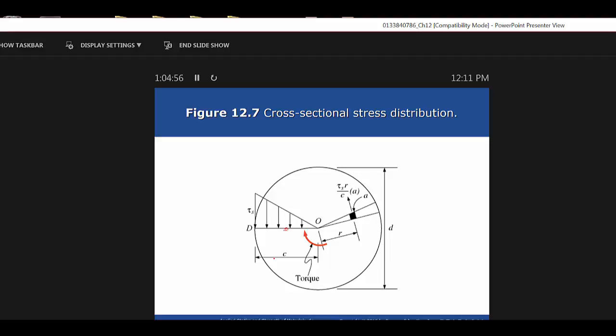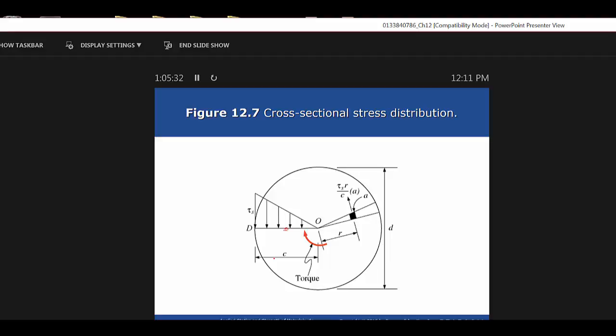Example 12.3. Calculate the maximum shear stress developed in a circular steel shaft when subjected to a torque of 95,000 pounds-inches. Assume the shaft is solid with a 4-inch diameter for the first one. Okay, so we got the solid shaft. We find the polar moment of inertia. It's pi times 4 raised to the fourth power divided by 32. So we had 25.1 inches to the fourth. We take that, substitute it in.